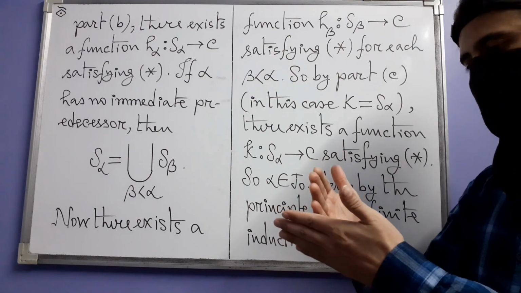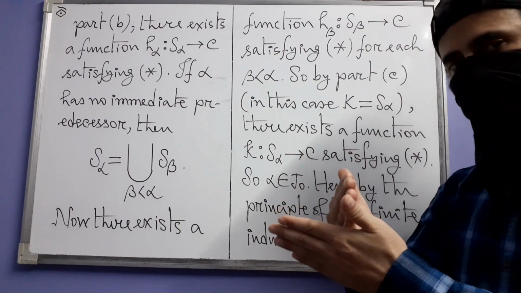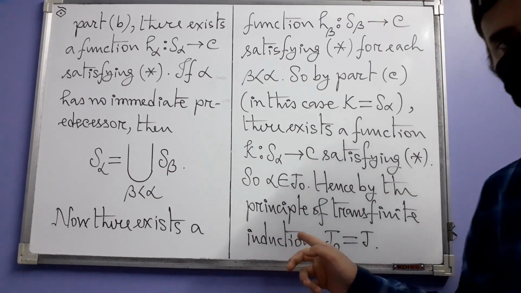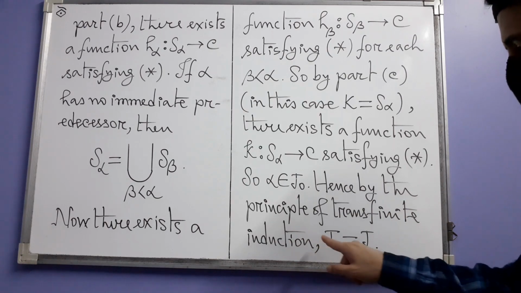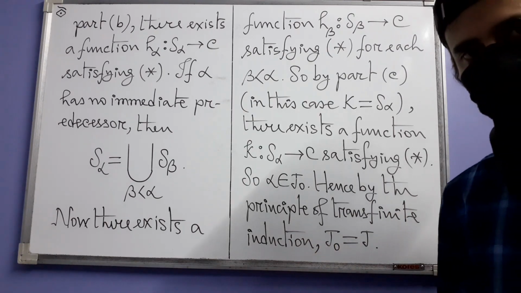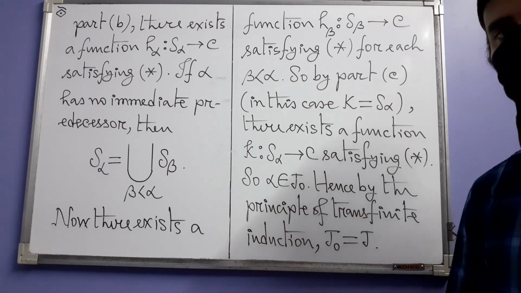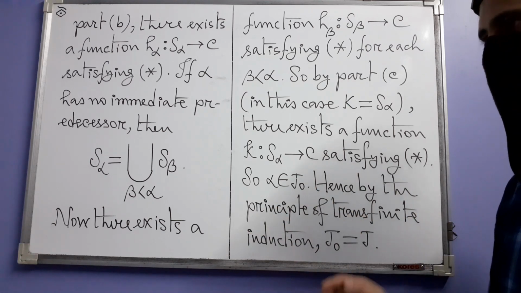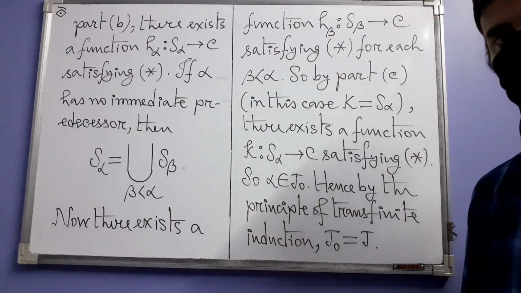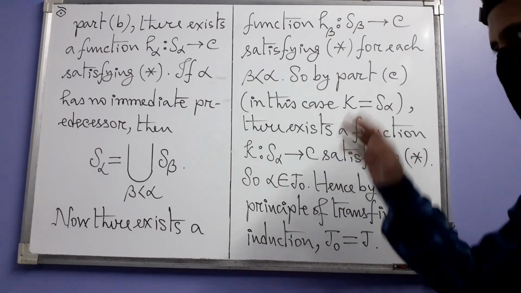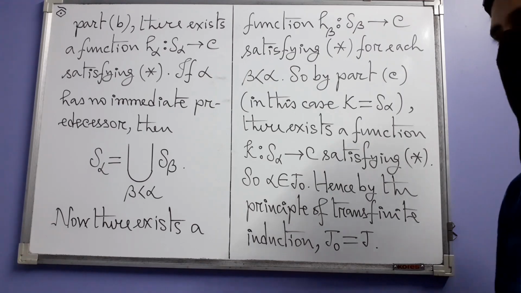So on the assumption that S alpha is a subset of J naught, we have proved that alpha belongs to J naught. So by the principle of transfinite induction, J naught is equal to J, and that completes the solution to part D. And finally we have another part, E, where we are to prove the theorem finally. So these are just steps that come before that.